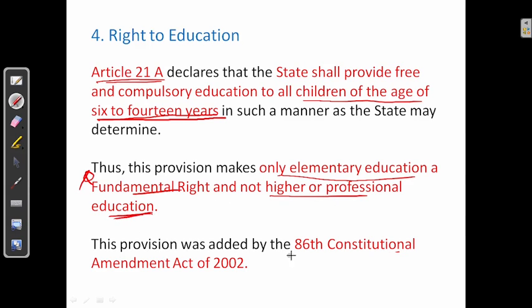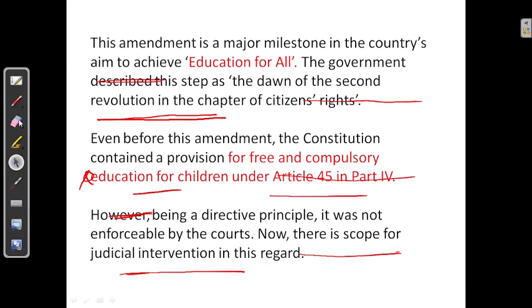This provision was added by the 86th Constitutional Amendment Act of 2002. This amendment is a major milestone in the country's aim to achieve education for all. The government described this step as the dawn of the second revolution in the chapter of citizens' rights.